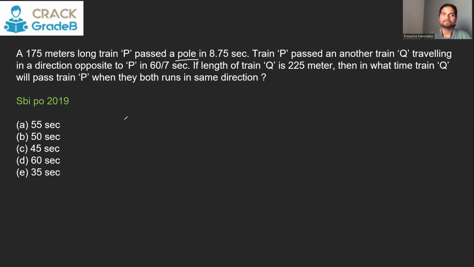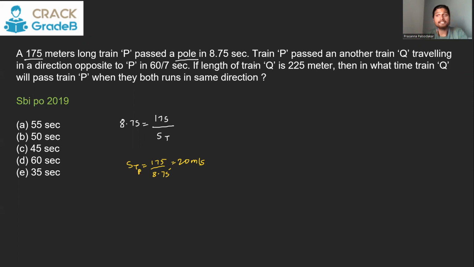Time to cross a pole: 8.75 is equal to length of train, which is 175, upon speed of train. So we can calculate the speed of train from here. Speed of train is going to be 175 upon 8.75, that is equal to 20 meters per second. This is the speed of train P.